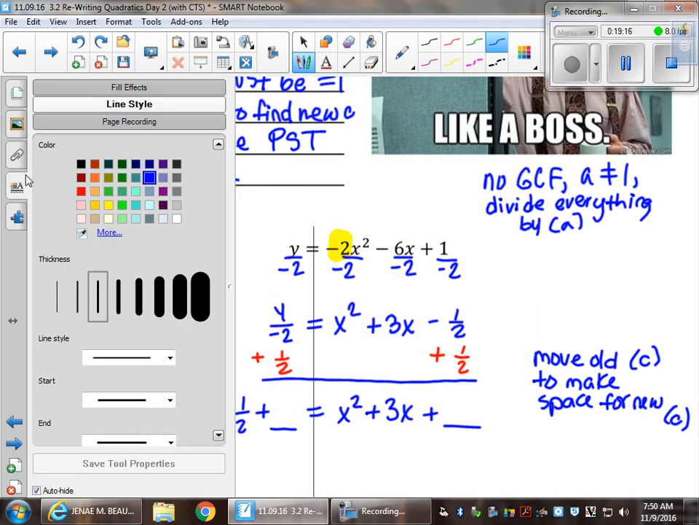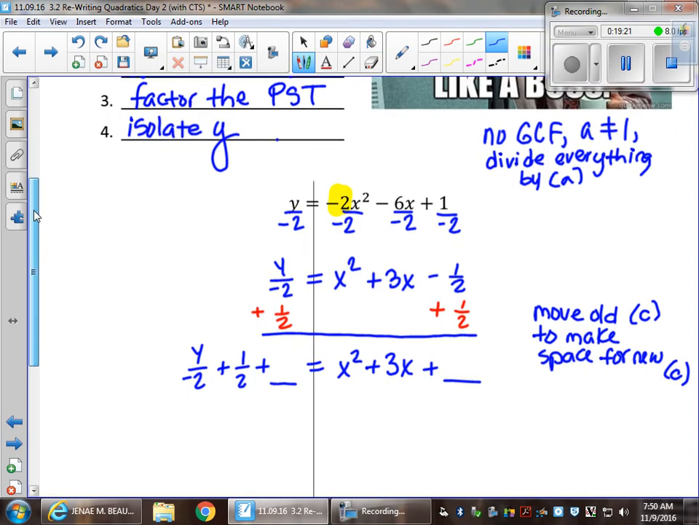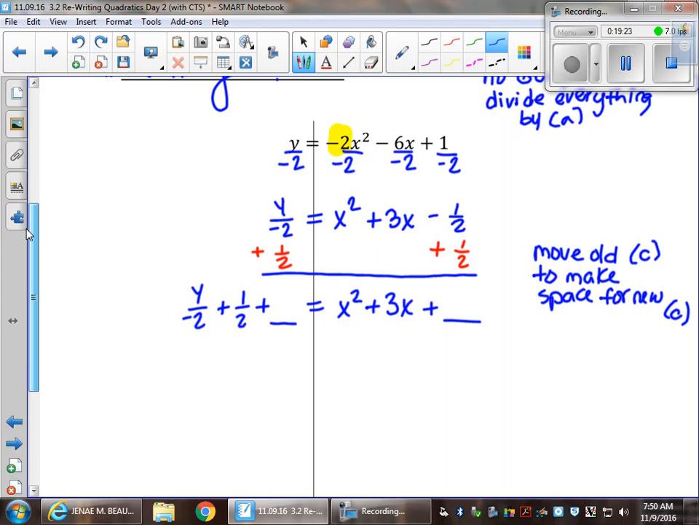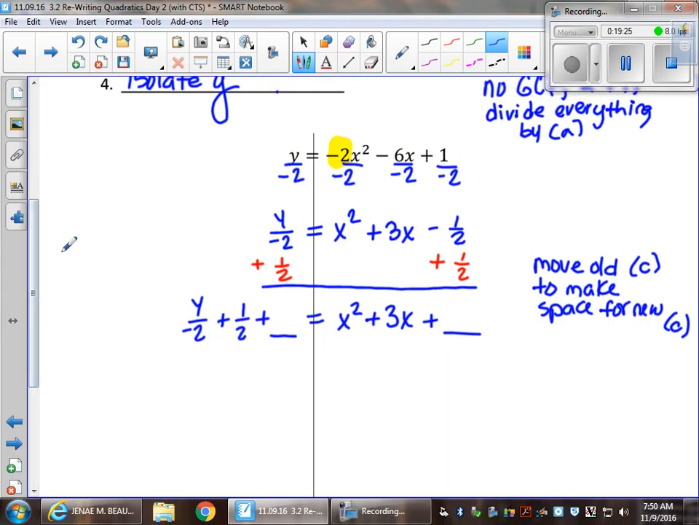I got to find the new C. How am I going to do that? 3 divided by 2. She's saying 3 divided by 2. Why is she saying that? Because you have to divide your b-value by 2 and square it to find the p-value. Did everyone hear what she said? Can you say that louder? You have to divide your b-value by 2 and square it to find your p-value.